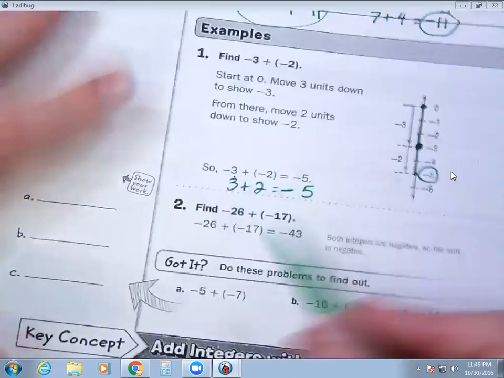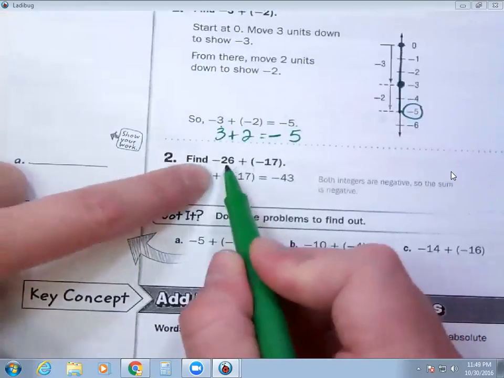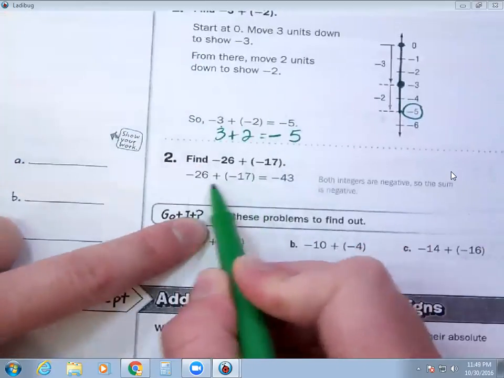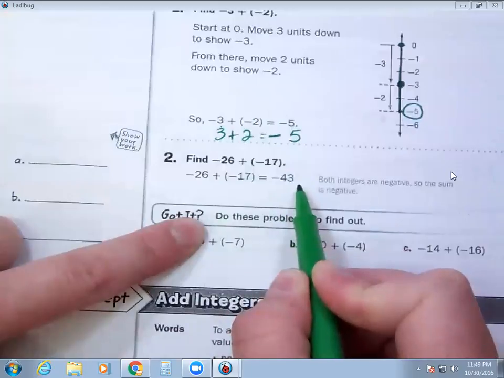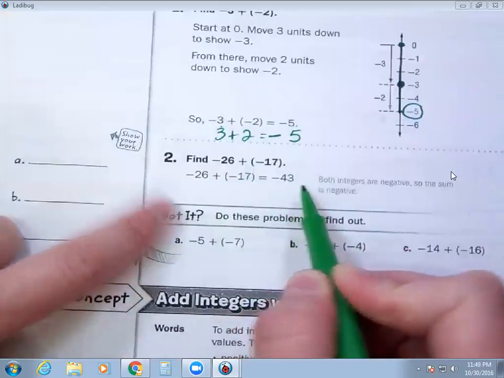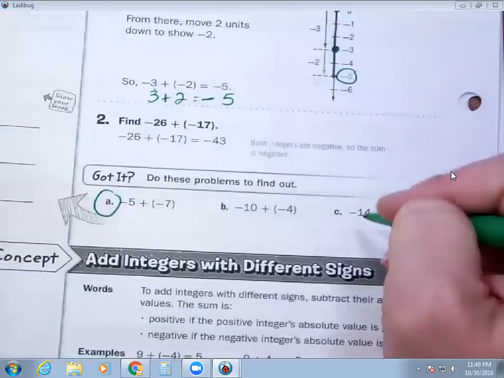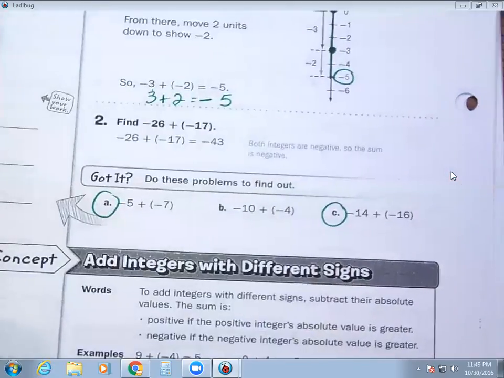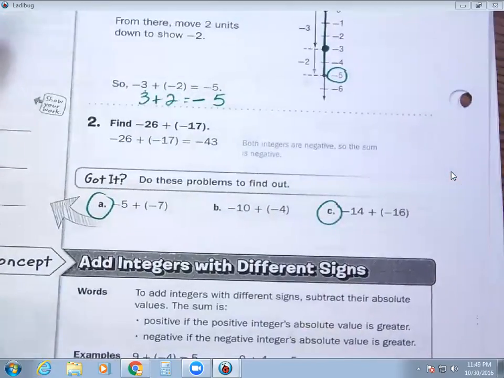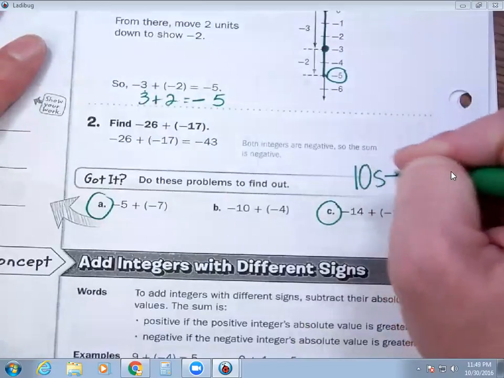Here's another one. -26 plus -17. We just add those things up to 43 and it stays negative because they're both negative. So I want you to do A and C, and I'm really only going to give you about 10 seconds to do these because they're very fast. You don't even need to pause the video. Go.